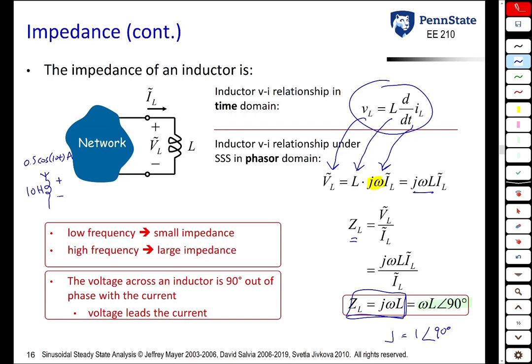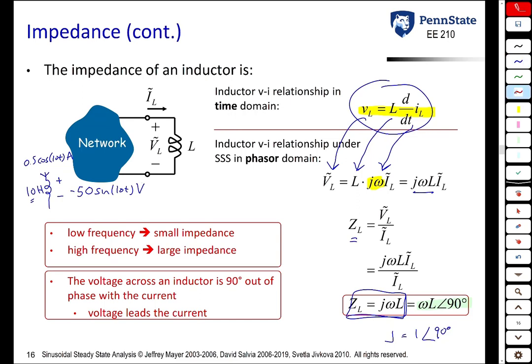In the time domain, the voltage across the inductor is L di/dt. The derivative of cosine is negative sine, and that 10 comes out. So we're going to have a 10 because of the frequency and another 10 because of the inductance. And so the voltage is going to be minus 50 sine 10t volts.